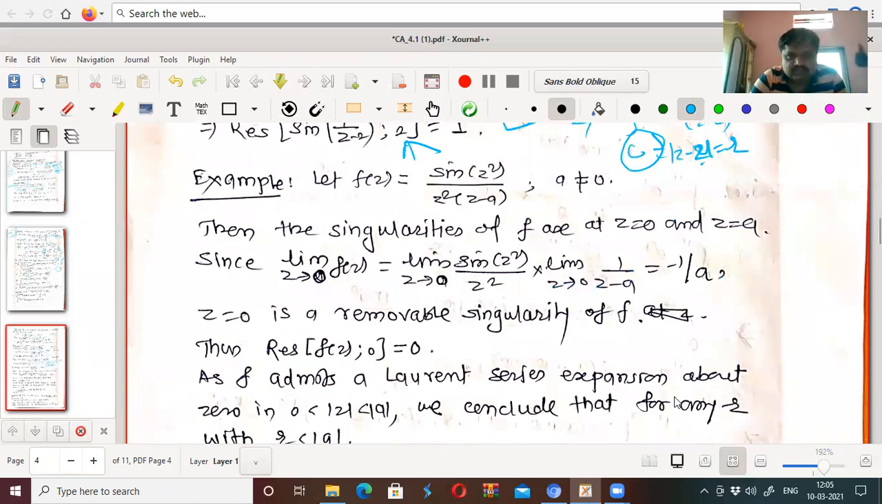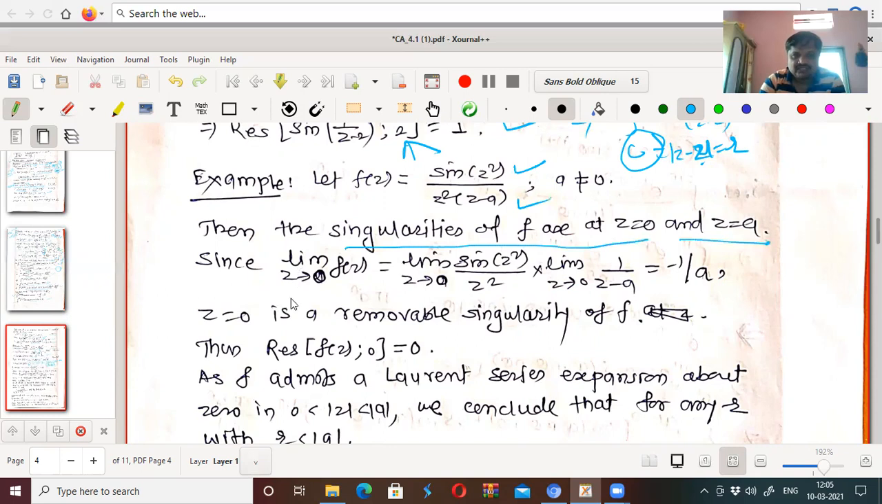Suppose one more example: let f of z be sine of z square upon z square into (z - a), for a not equal to 0. Now, at z equal to a this is not defined, and at z equal to 0 also this is not defined. Then the singularities of f are z equal to 0 and z equal to a. Now we will find what type of singularities are there.